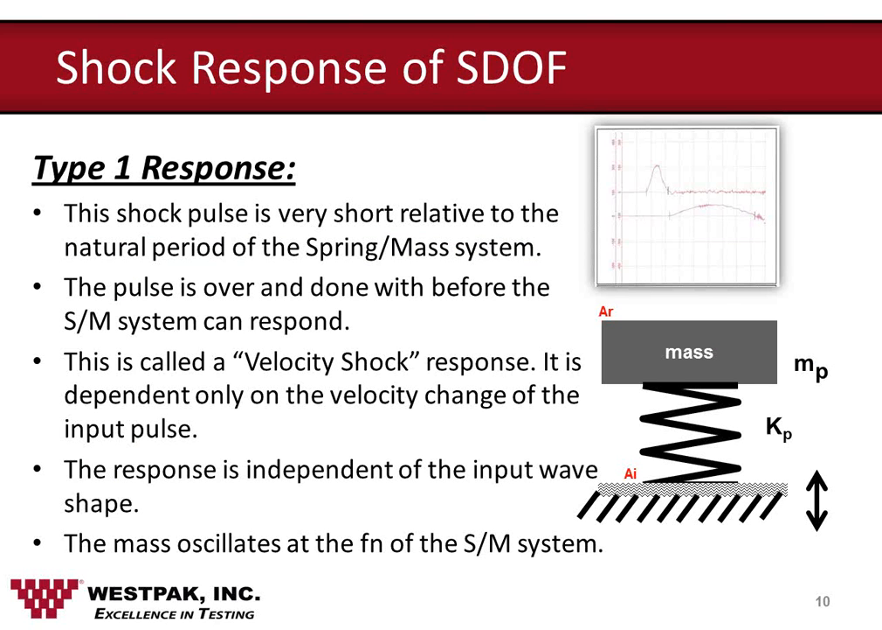In the first case, or what I would call the type 1 response, the shock input is very, very short relative to the natural period, which is 1 over the frequency of the spring mass system. In other words, this shock input pulse is just so fast, it's too fast for the system to respond to it. So this type of input is often called a velocity shock. The response of the spring mass system is independent of the input wave shape or peak amplitude. So that's what we call a type 1 response, right here.